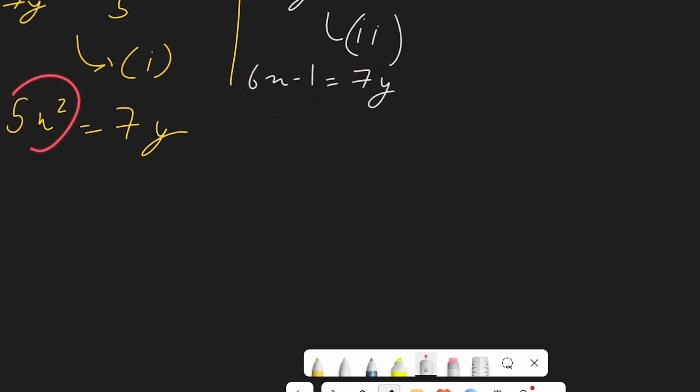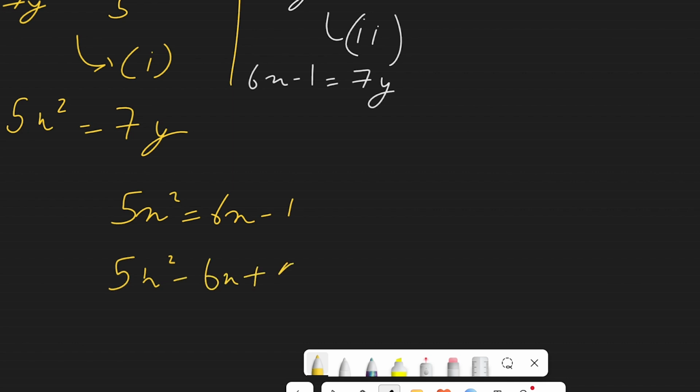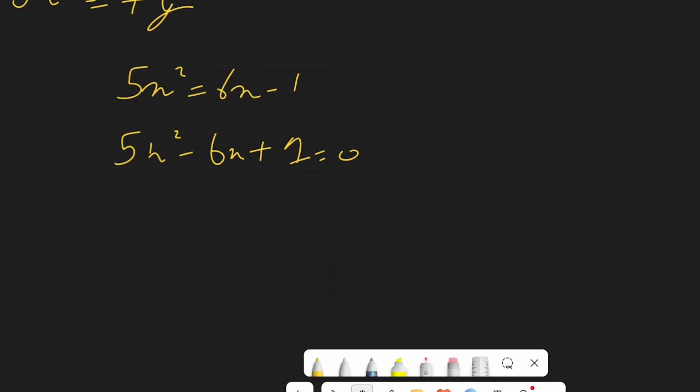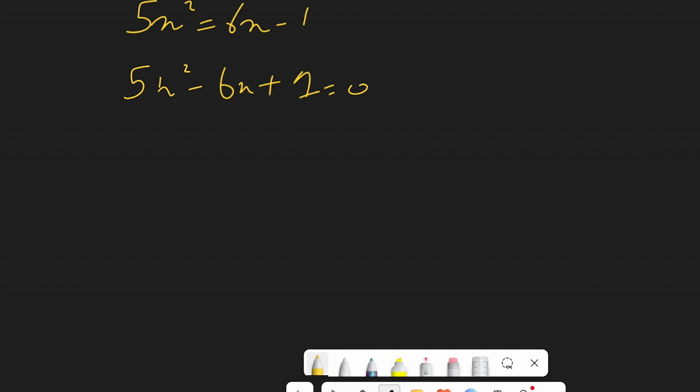So that means that 5x² would also be equal to 6x − 1. So what we will do over here is 5x² is equal to 6x − 1, which gives 5x² − 6x + 1 = 0. Now we can simply solve that in a quadratic way.